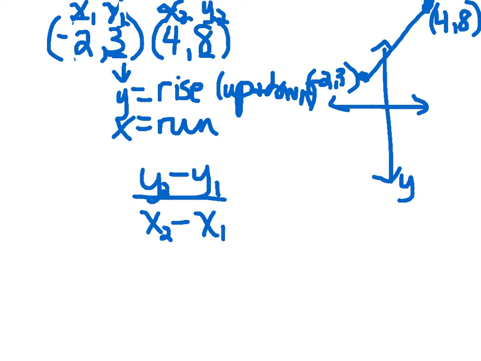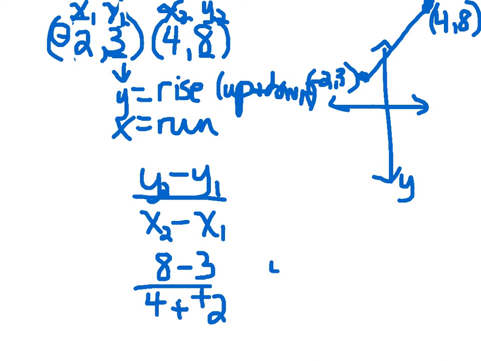And I can plug that into the formula and say 8 minus 3 over 4 minus negative 2. Make sure that if this is negative, it's not the same as the minus sign. So I add the opposite here, and I've got 5 over 6. And it's true, I'd have to go up 5 and then over 6 to get to that point there.